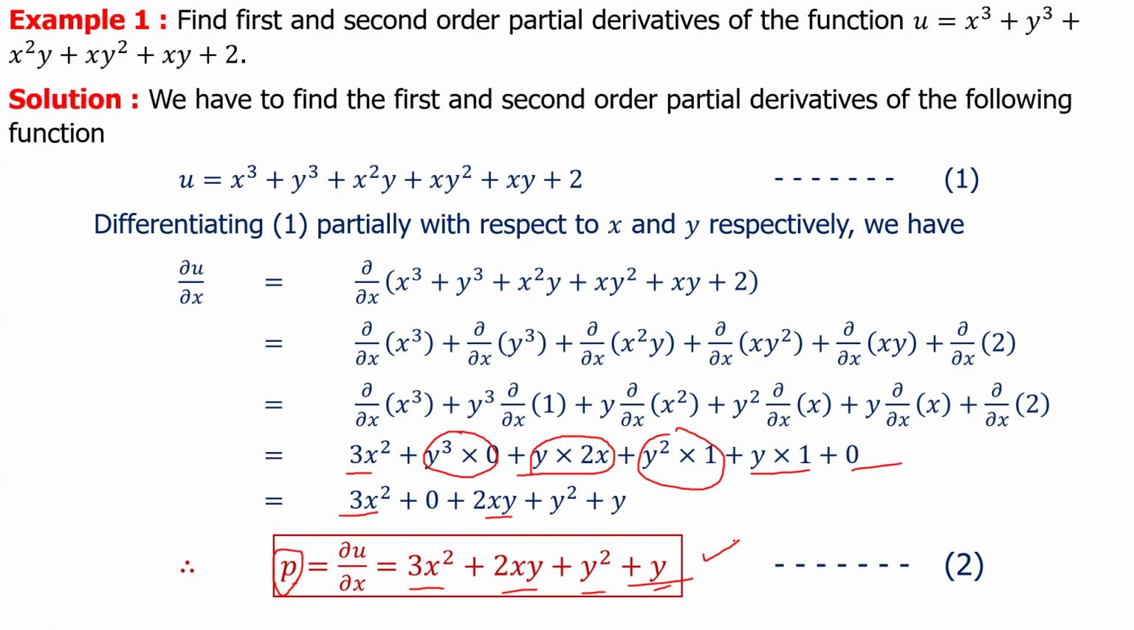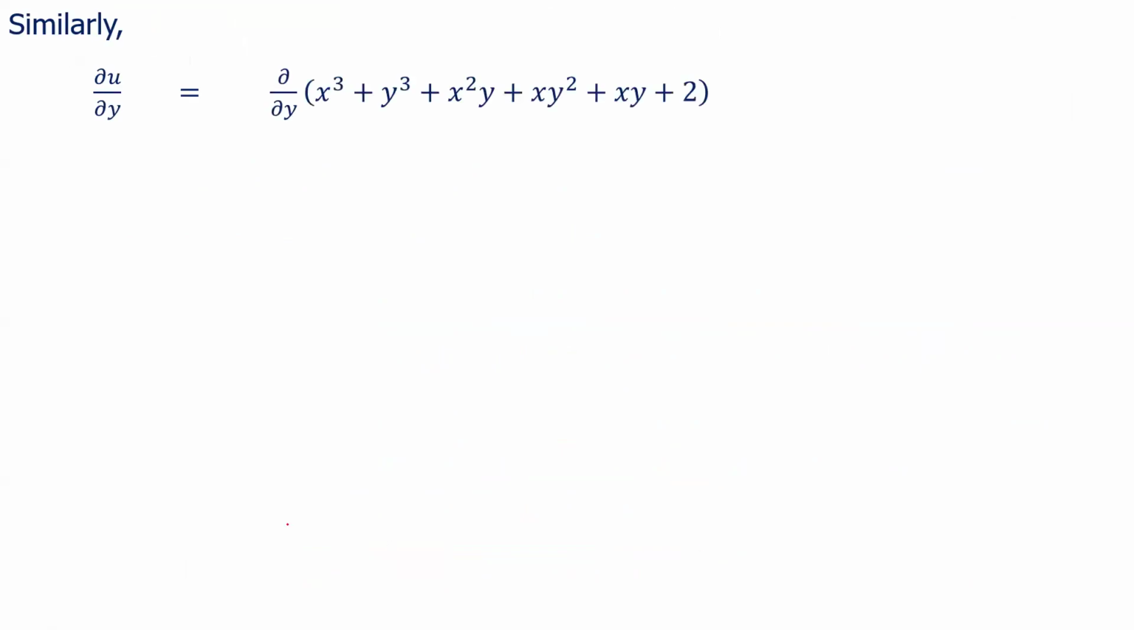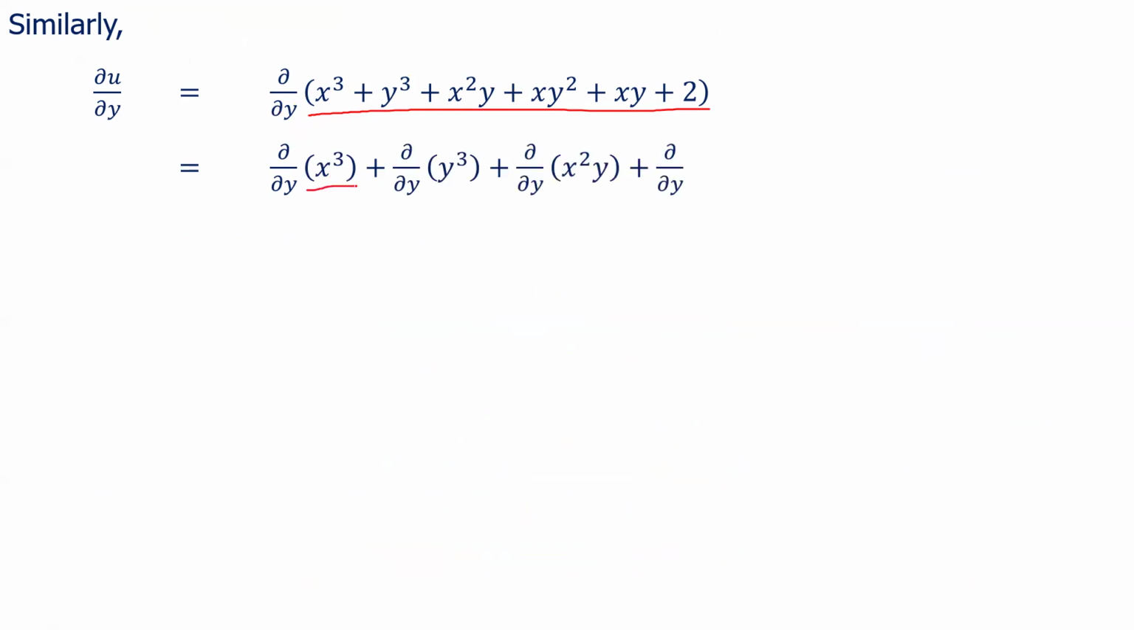Let us find the partial derivative of u with respect to y. Del u del y, this can be written as the partial derivative of u with respect to y. u is nothing but x cube plus y cube plus x square y plus xy square plus xy plus 2. So we can again write separately the partial derivative of x cube with respect to y, partial derivative of y cube with respect to y, partial derivative of x square y with respect to y, partial derivative of xy square with respect to y, partial derivative of xy with respect to y, and partial derivative of 2 with respect to y.